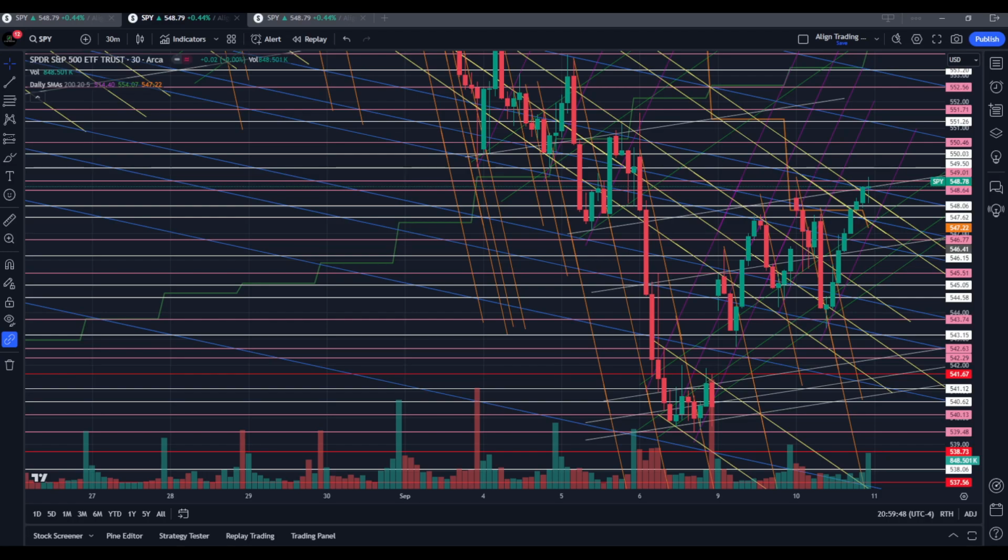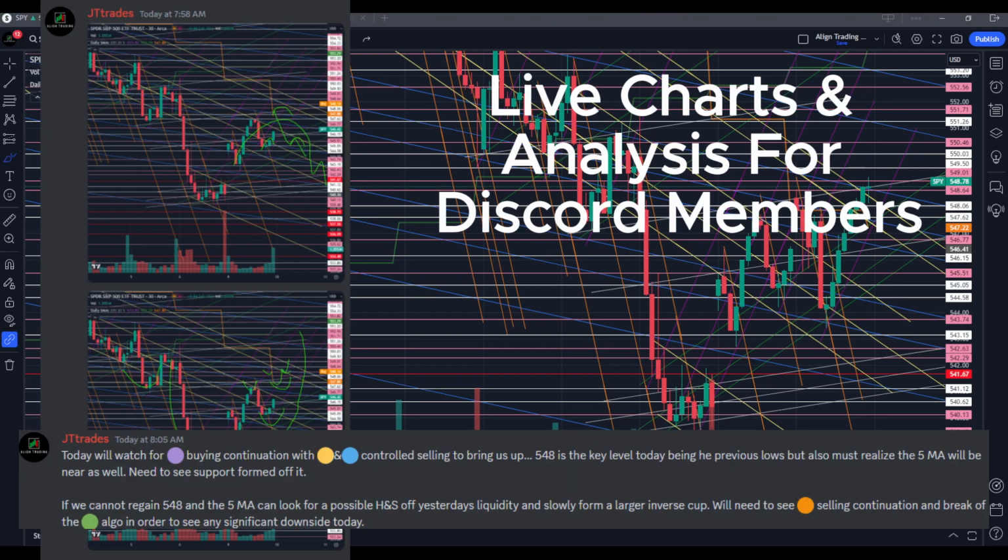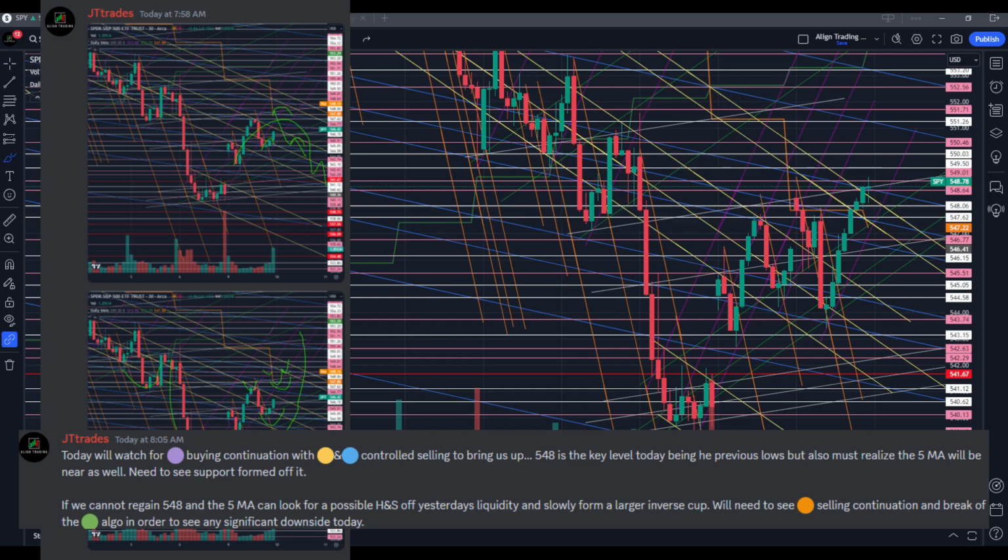Before going over what to look for tomorrow, we do have CPI in the morning. But today in the pre-market brief for Discord members, I explained to be watching for the purple buying continuation along with the yellow and blue controlled selling, and 548 was going to be that key level, as well as the 5-day moving average, which was around here as well throughout the day.